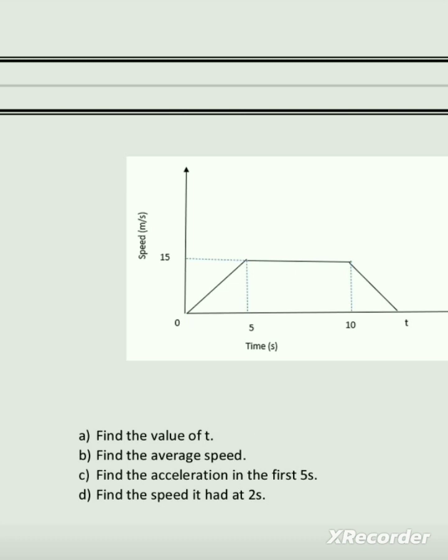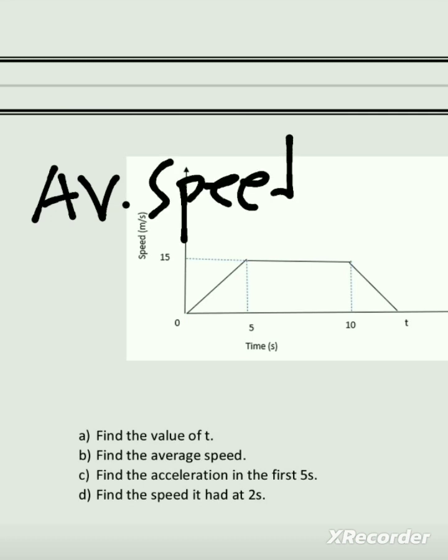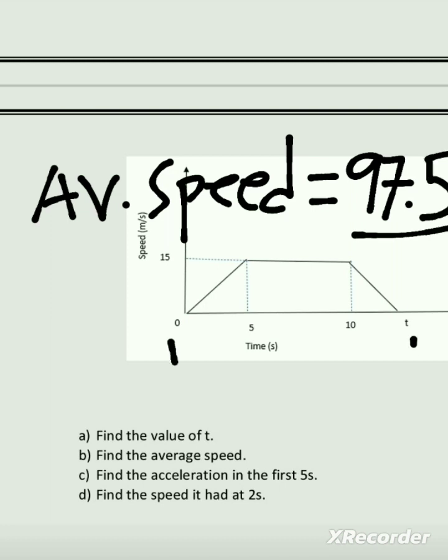Question B, find the average speed. Average speed, it's simple. We know it's total distance over total time. What is the total distance? The total distance is 97.5 we're given, okay? Over total time from 0 to 8. But how come time is 8 when, oh, I think this 10 here was a mistake. It's not supposed to be here. So the question that I have has a mistake because the total time is 8 seconds. Okay, so 97.5 divided by 8.